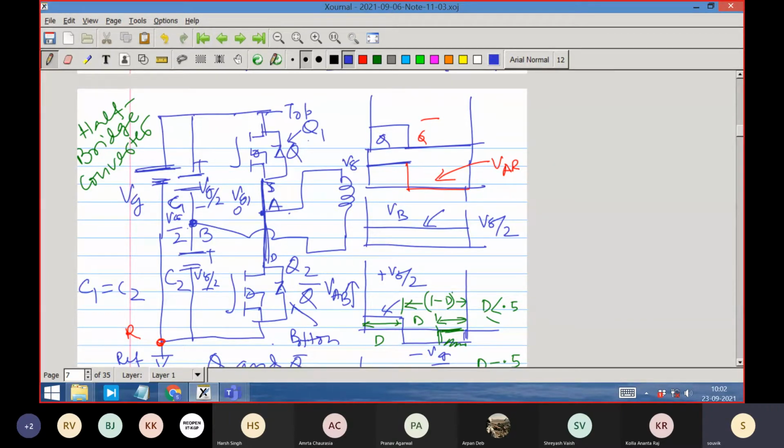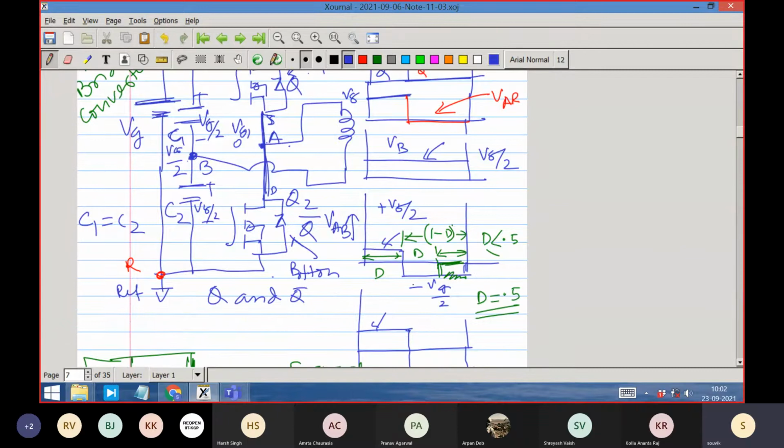However, there is a significant constraint you are bringing in. If you do Q and Q bar, think about what the voltage would be when Q is on. When Q is on, the voltage at point A with respect to the reference point will be plus Vg, and the voltage at point B will be plus Vg by 2. So voltage AB will be plus Vg by 2, as you see here.